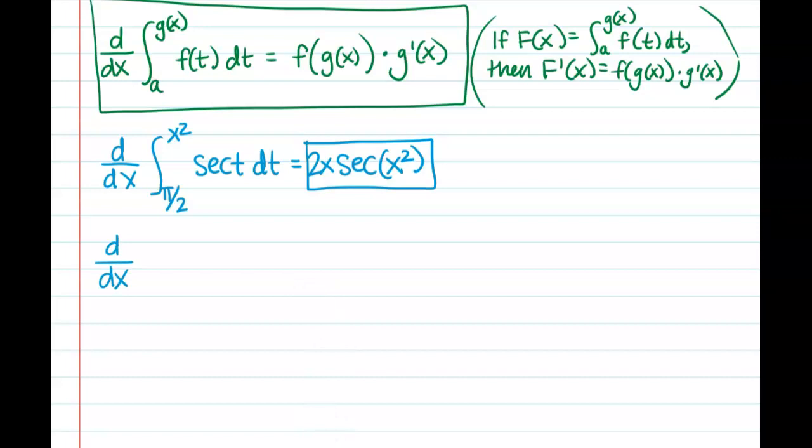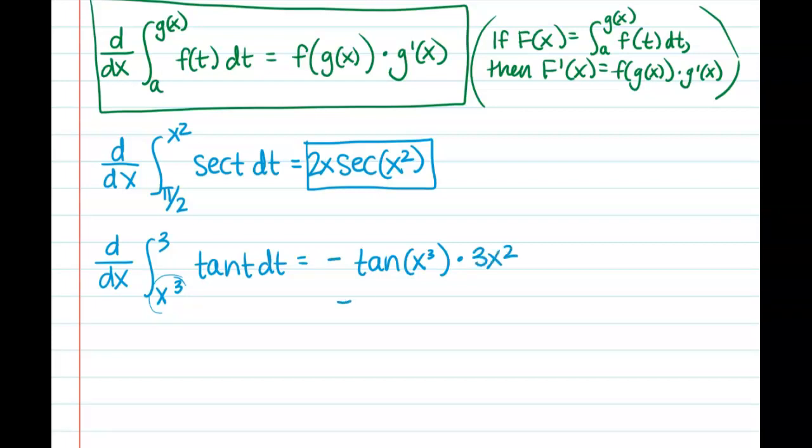If we differentiate the integral from x cubed to 3 of tangent of t dt, well, we plug in our x cubed for our t, so that's the function I see. And then this variable's in the lower limit, or the function's in the lower limit, so I have to make it negative. And I have to multiply that by the derivative of the inside function, so 3x squared. So I get negative 3x squared times the tangent of x cubed.